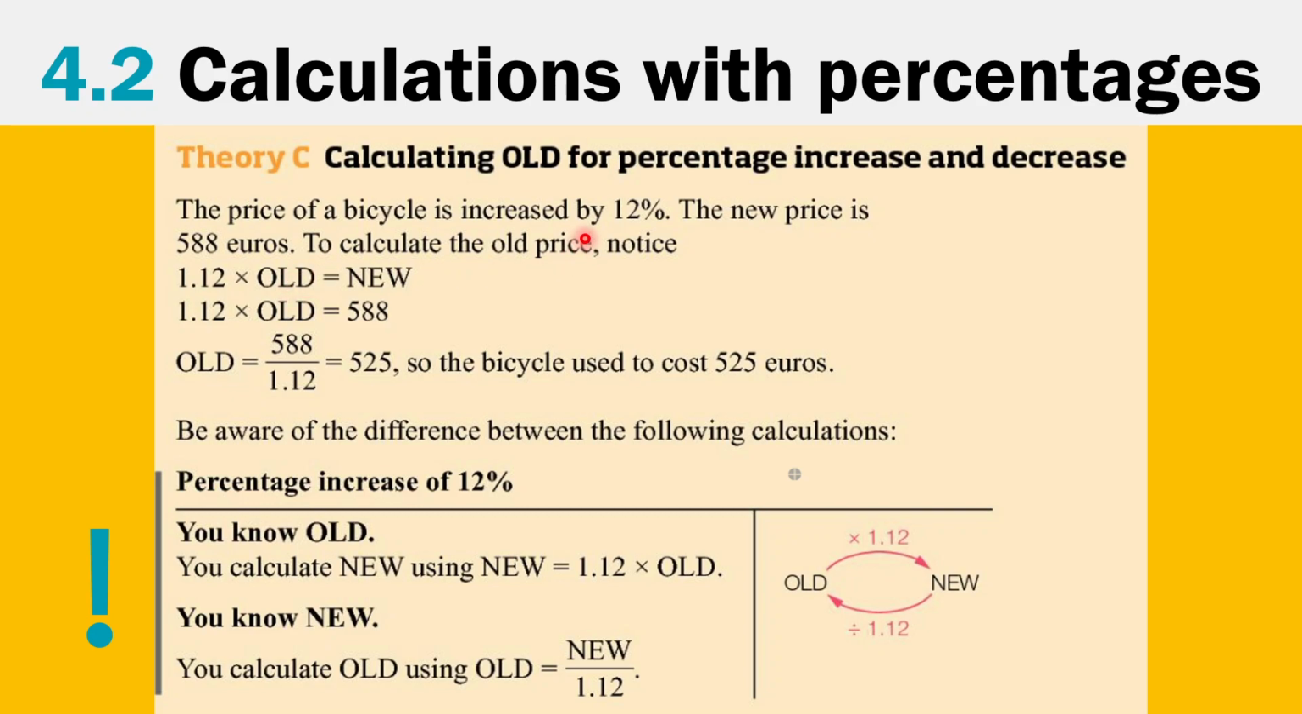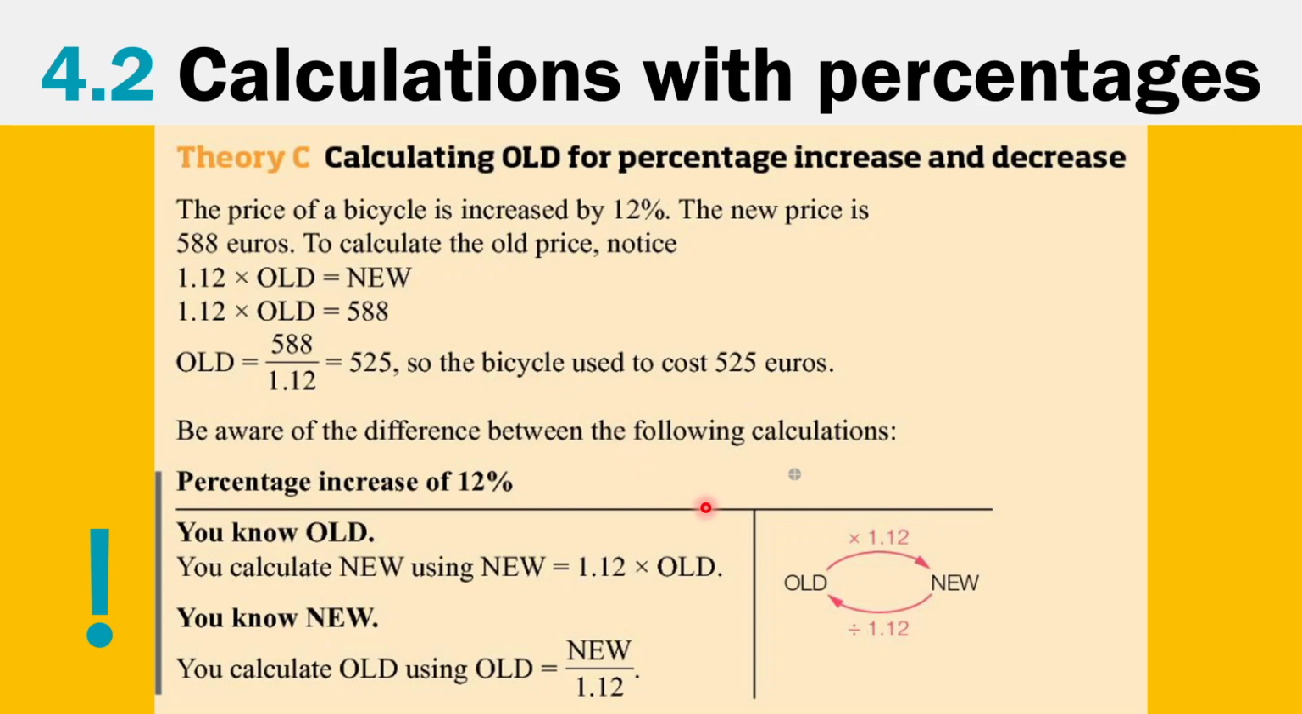Now, let's say we have an increase of 12% and new is 588. I get 1.12 times old is new, but now I know new, so 1.12 times old is 588. Therefore, the balance method states that old is equal to 588 over 1.12. That's 525, so that means the old price was 525.